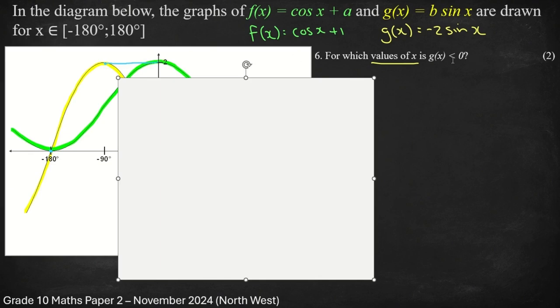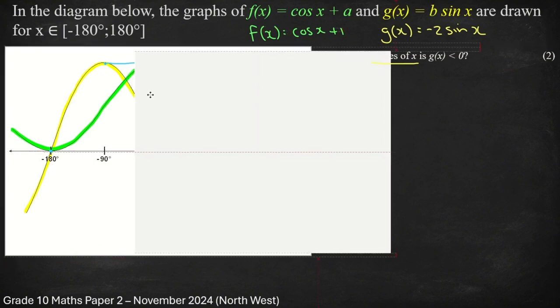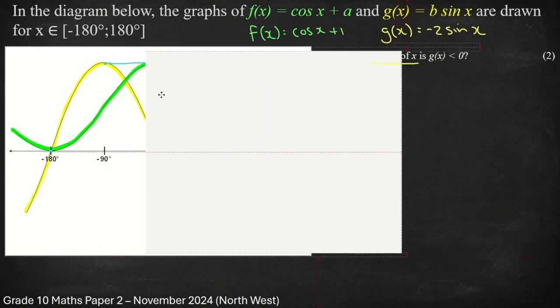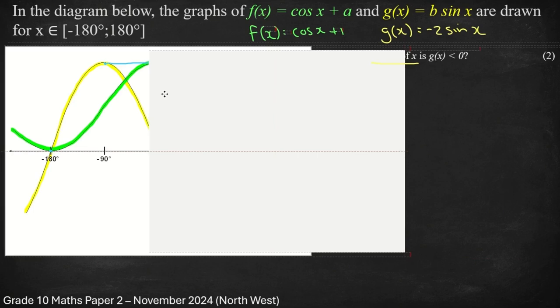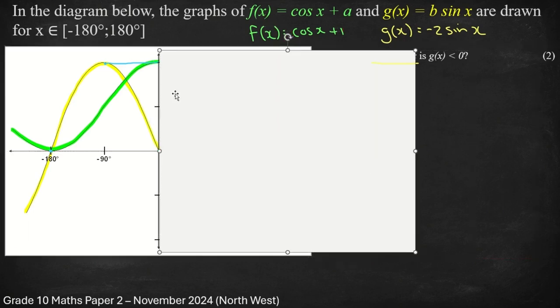So it is still not less than 0. So let us keep on moving this paper to the right. As I'm moving this piece of paper, the graph is still above 0 or bigger than 0. And I'm moving it and I'm moving it. And now it touches 0.